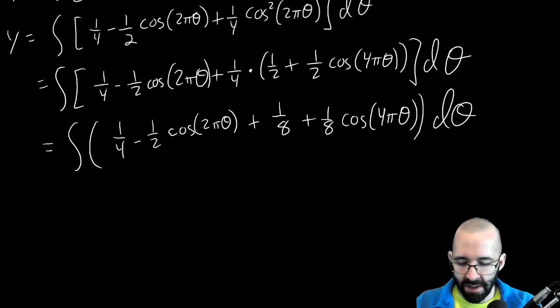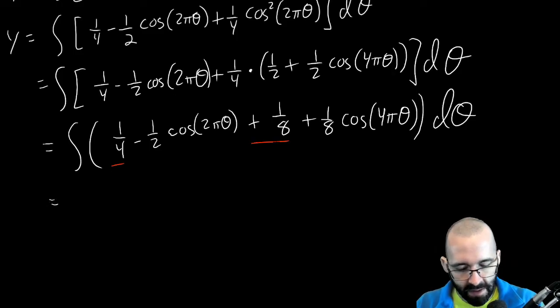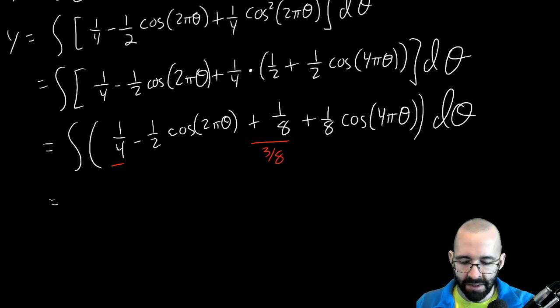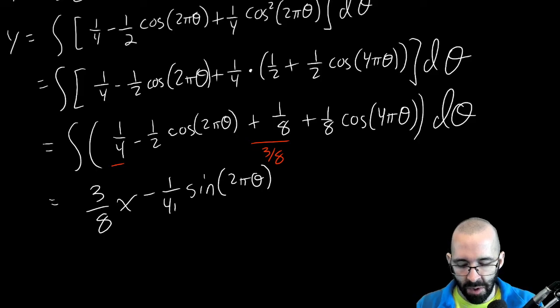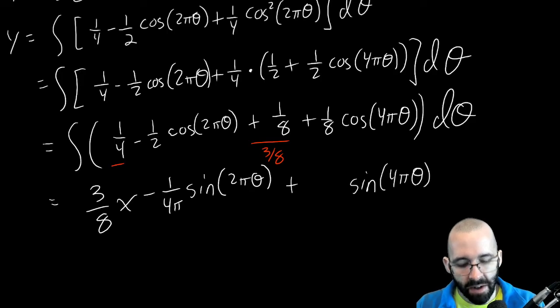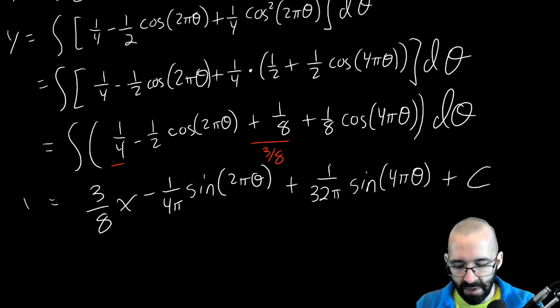1/4 plus 1/8 is going to be 3/8, right? And that's the only thing we can combine. So the antiderivative of 3/8 is 3/8 x. This next one, antiderivative of cosine is sine, but we're going to have to divide by 2 pi. That's 1/4 pi. And then this last thing is the same idea. Antiderivative of cosine is still sine. Divide by 4 pi now. All right. Plus constant. This is the solution.